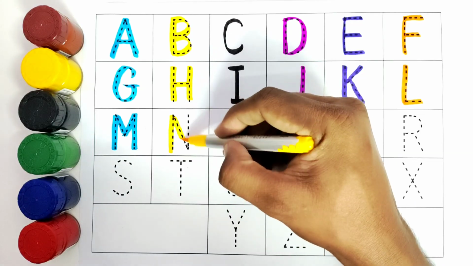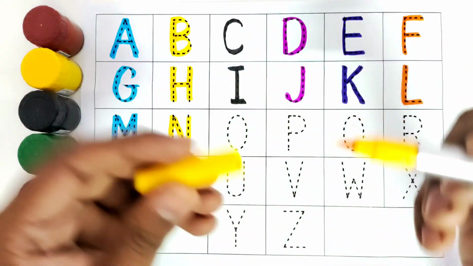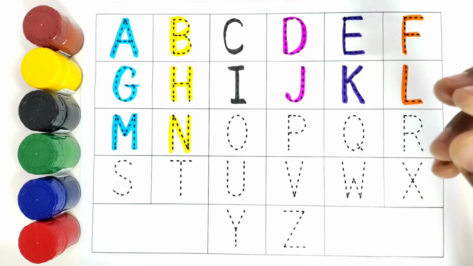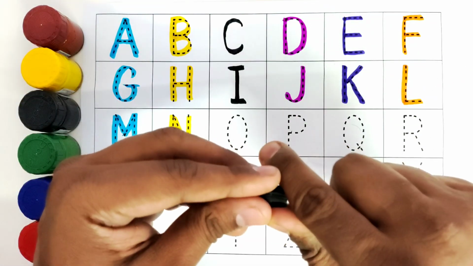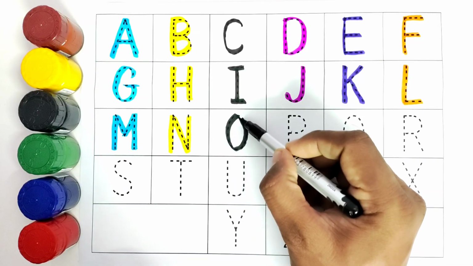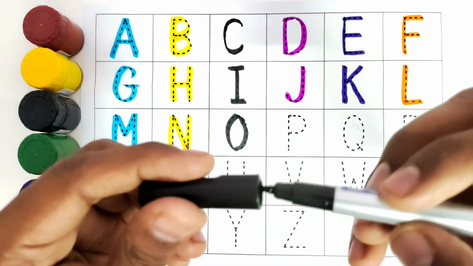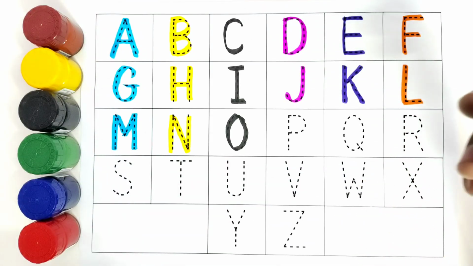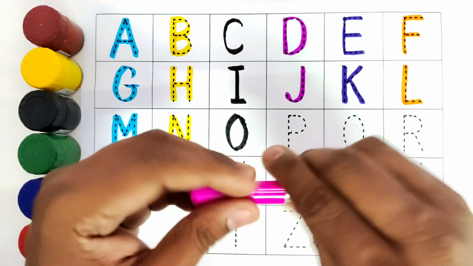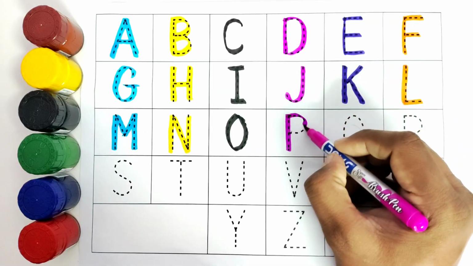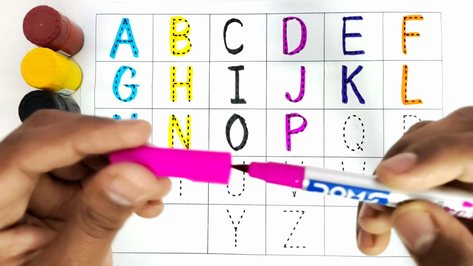N for nest. Black color. O for owl. Pink color. P for parrot.